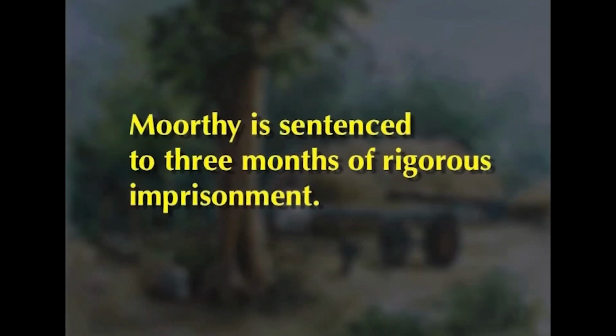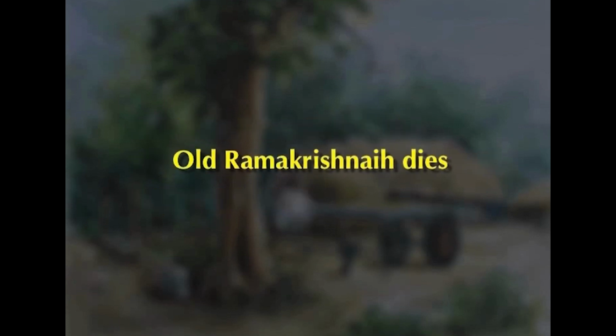People of the village are eager for news from Karwar, where Murthy is held. Murthy is sentenced to 3 months of rigorous imprisonment for instigating the pariahs against the government. Old Ramakrishnaya dies and there is double sorrow in Kanthapura.